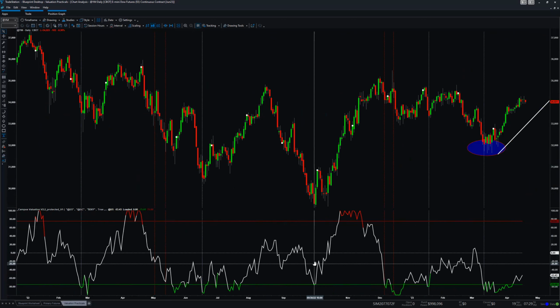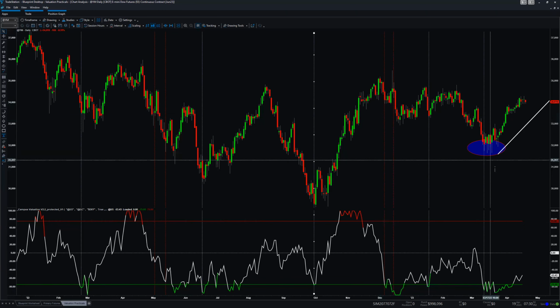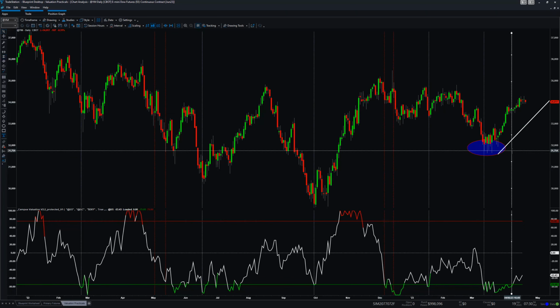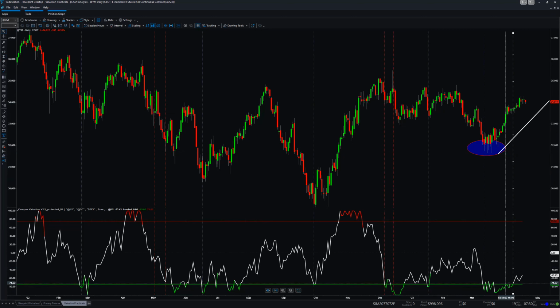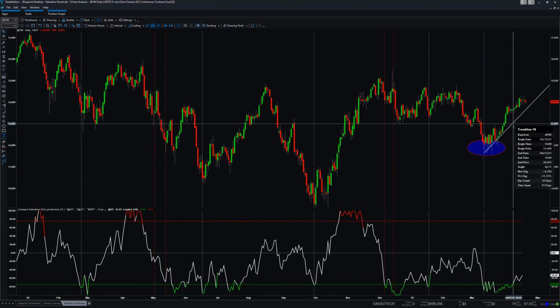And here as well on the 30, beautiful undervalued reading. And then it didn't work. And then again, it worked 2 times. And then here we stay undervalued for a very, very long time, which is again that exception.